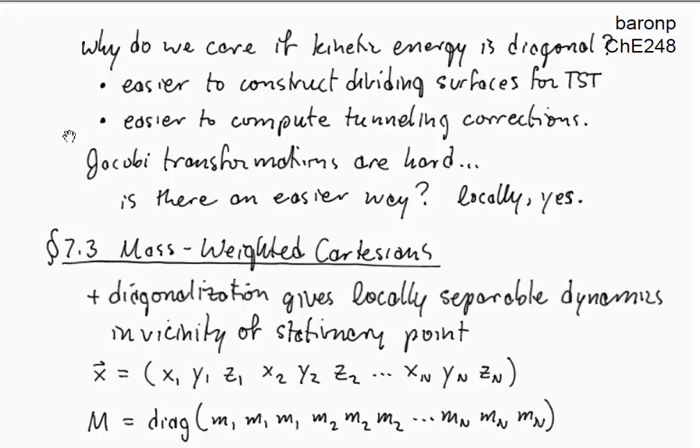Now, the problem is, of course, that these Jacobi transformations are hard, and so we would like to have an easier way of doing things, and fortunately there is a way of doing that, at least locally. The Jacobi transformation has the advantage that it becomes separable everywhere. But what we can do locally is come up with something in a harmonic approximation based on mass-weighted Cartesian coordinates that will allow us to do a very similar thing. And I think I will stop there.